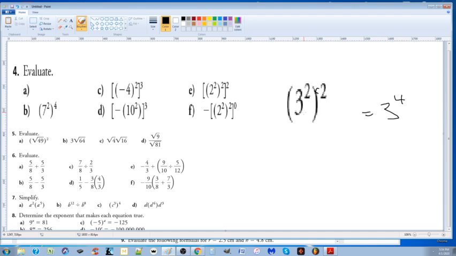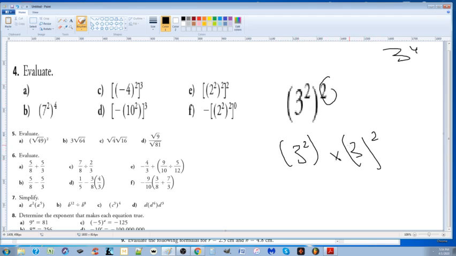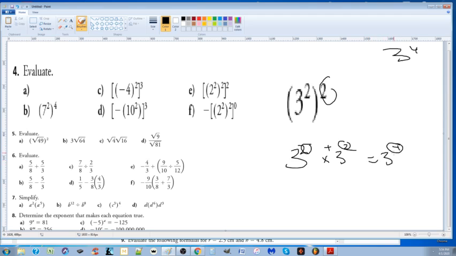Let's use our multiplication rules to test that out. So I'm saying it's going to be 3 to the 4. What is 3 to the power of 2 squared? It's the same as 3 to the power of 2 times itself, 3 to the power of 2. What did I say about multiplication? Exponents that have the same base, we can simply add them. 2 plus 2 is 4. Same answer. Different method. So we can see that it works.